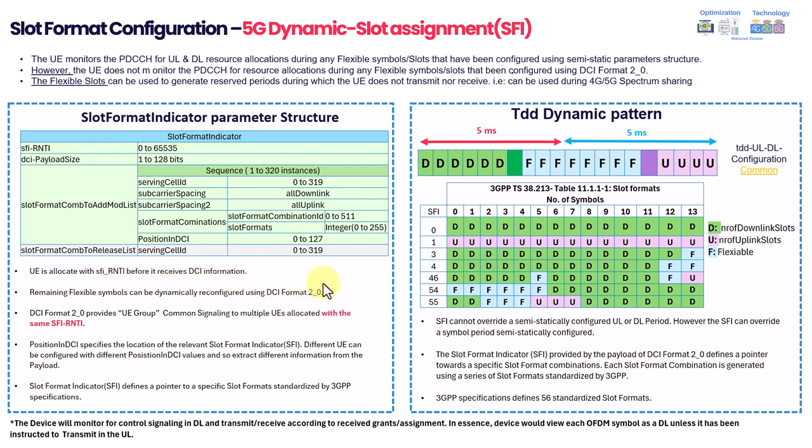Once you receive the DCI information, DCI format 2_0 provides group common signaling. So it will be sent to a group of users allocated with the same exact SFI-RNTI. But each one of those users might have a different slot format indicator, by the way. For example, in this parameter called position in DCI, the settings will be delivered in the messages within DCI format 2_0. This one can have a specific value which specifies the location of the relevant slot format indicator.